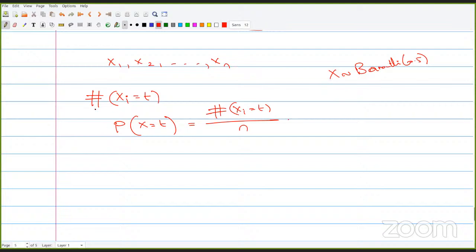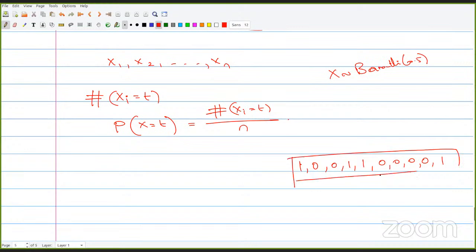Now I just wanted to compute the probability of head out of 10 tosses. So I take only 10 samples. If I take 10 samples, I may get head in the first toss. One sampling instance could be 1 0 0 1 1 0 0 0 0 1. So this is one set of 10 samples.